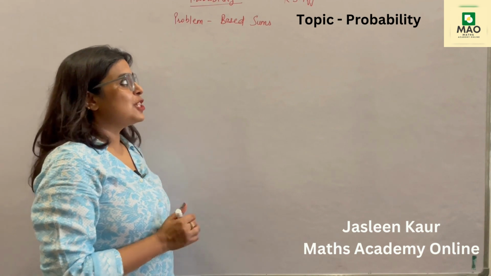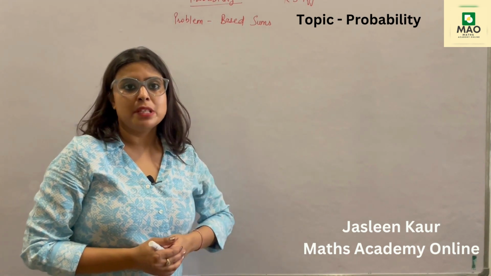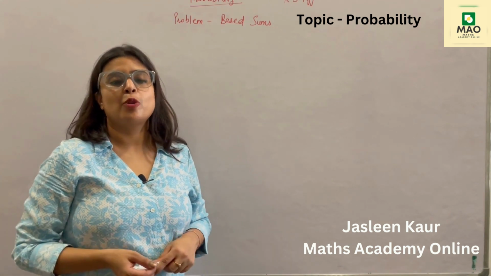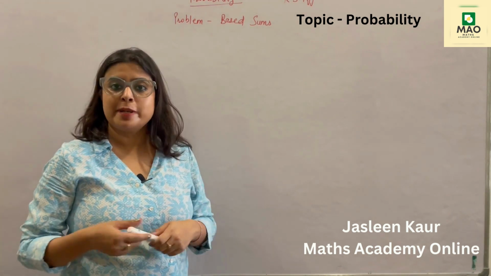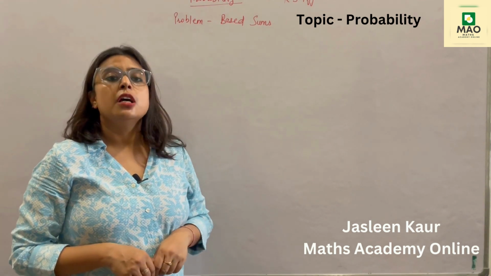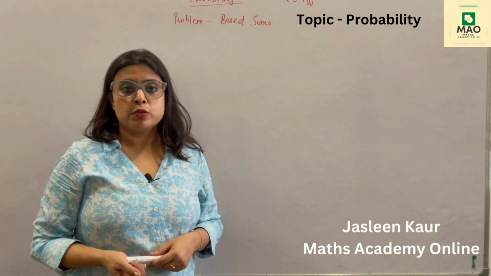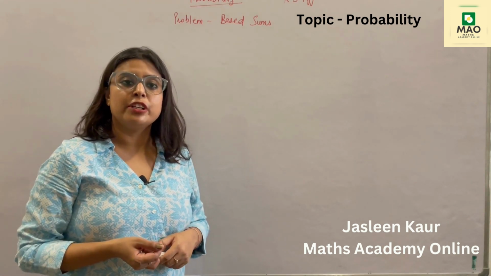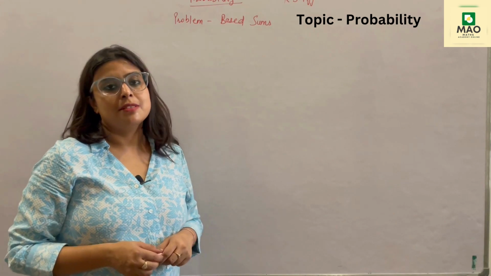So today this video is related to problem sums of probability. In my earlier video I have already stated the vocab words related to probability like experiment, what is a random experiment, what are outcomes, sample space, event. So in case you are confused about any definition or any term, you can just watch that video. The link is given in the description section.